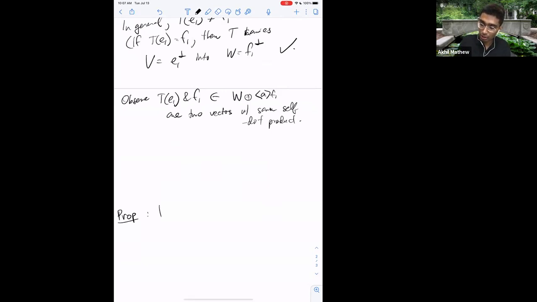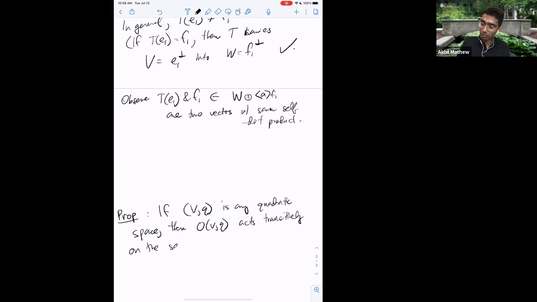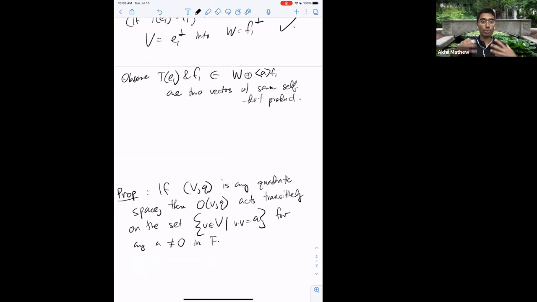So the proposition is that if V, Q is any quadratic space, then the orthogonal group O of V, Q acts transitively on the set of all vectors v in V such that v dot v is equal to a, for any a not zero in the field F. So you have lots of symmetries of any quadratic space. The basic example of this is the Euclidean space, where this says that the orthogonal group of the Euclidean space acts transitively on the n minus one sphere. So this is a generalization of that to any quadratic space.